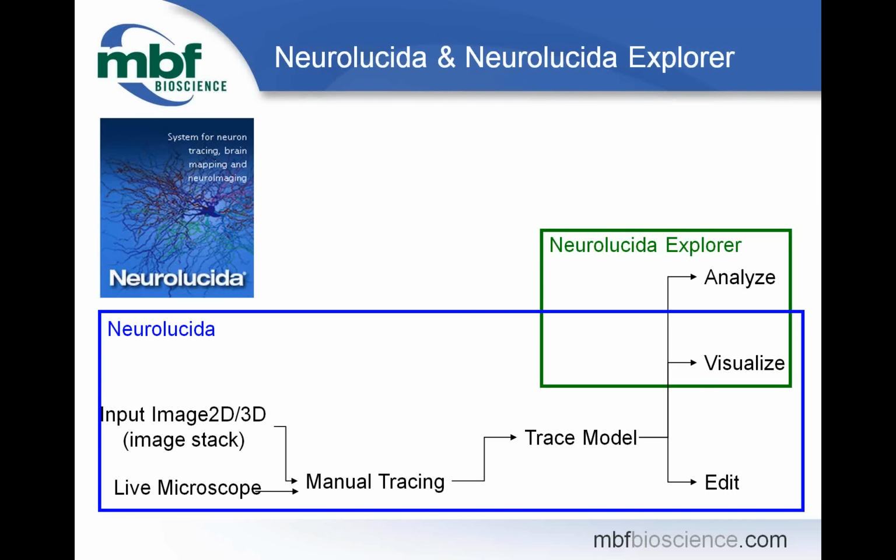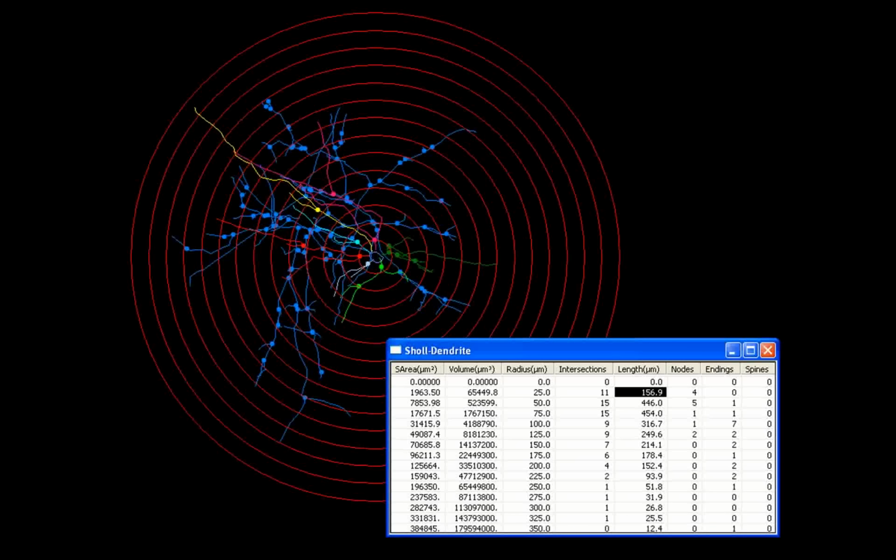Notice that in Neurolucida, you can't get very many numbers. So Neurolucida Explorer is where all the analyses are. It comes free with Neurolucida. There's nothing you have to purchase. It is just a better way to break out data analysis from data creation.